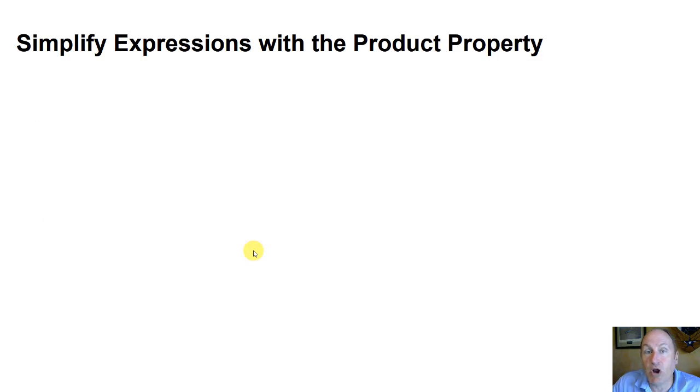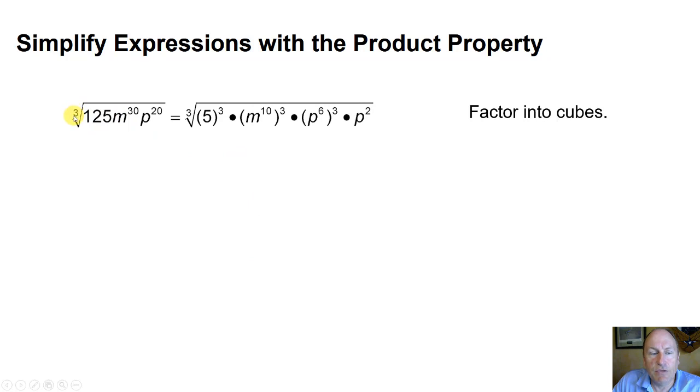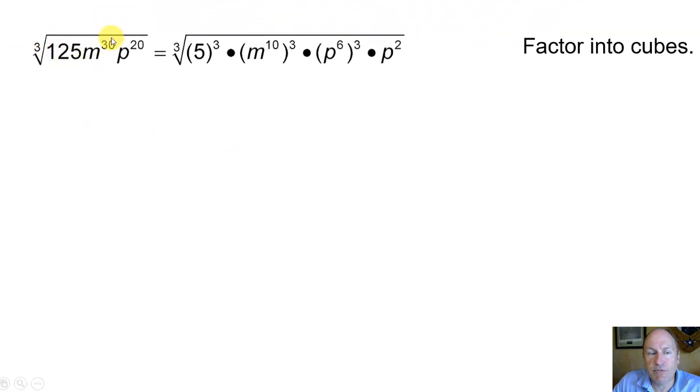So let's look at the product property example of simplifying expressions. If I have the cube root of 125m to the 30th p to the 20th, I'm looking at things to the third power to break them out of this radicand. So 125 can be written as 5 to the third power. M to the 30th can be written as m to the 10th to the third power.